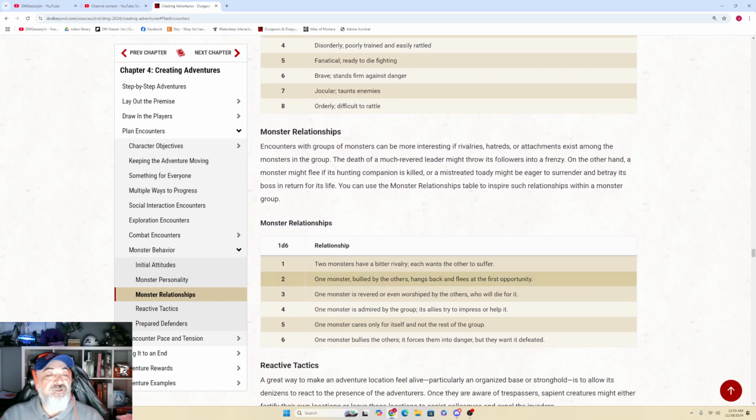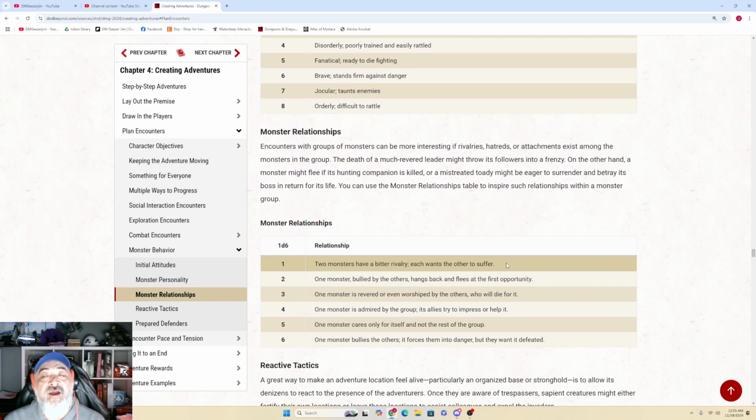Monster relationships is our next section. Encounters with groups of monsters can be more interesting if rivalries, hatreds, or attachments exist among the monsters in the group. The death of a much revered leader might throw its followers into a frenzy. On the other hand, a monster might flee if its hunting companion is killed, or a mistreated toady might be eager to surrender and betray its boss in return for its life. You can use the monster relationships table to inspire such relationships within a monster group.